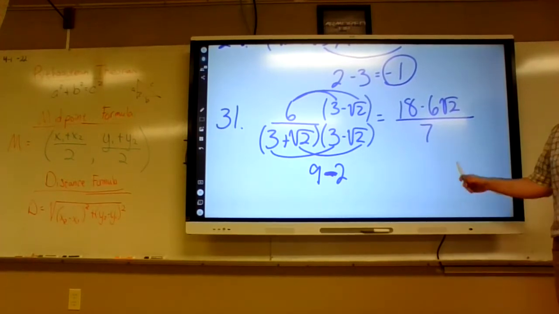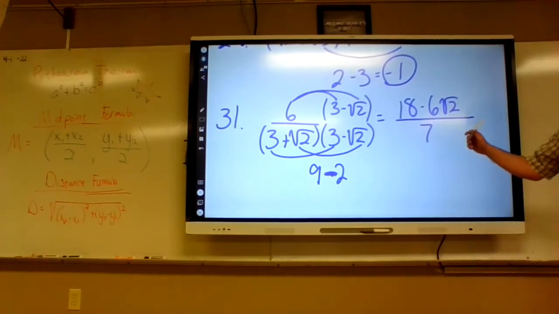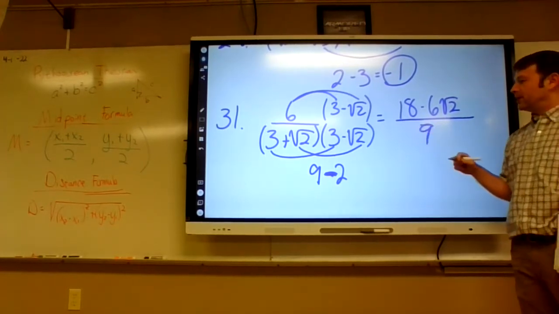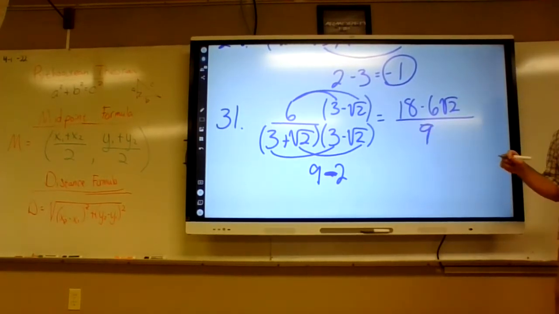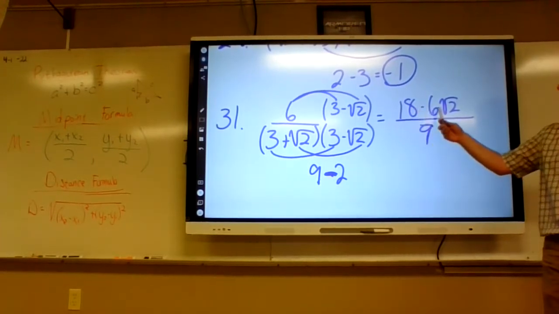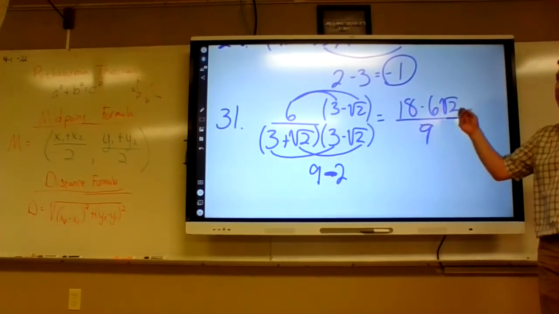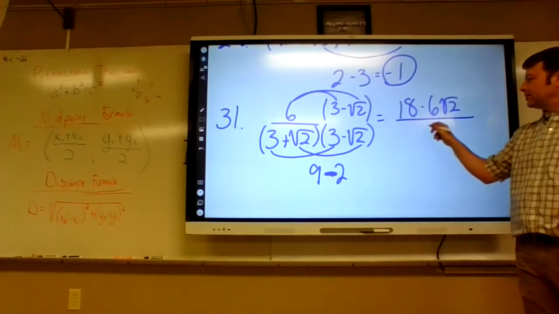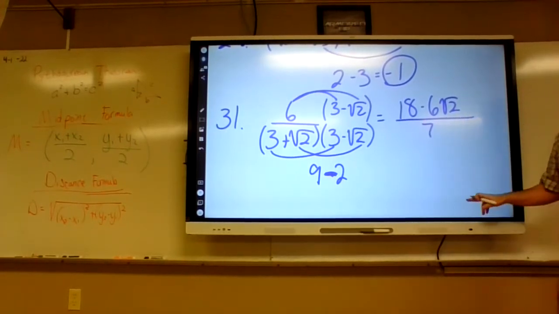Alright, by the way, if this 7 had been a 9, you know what I would have needed to do? You have to divide all 3 of these terms by 3. Not just these two, you have to divide all 3 by 3. But it was a 7, so we can't really do anything.